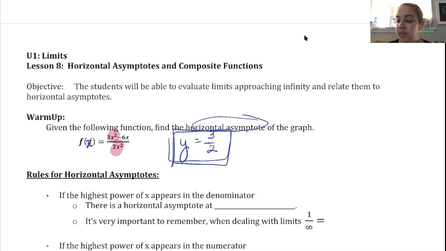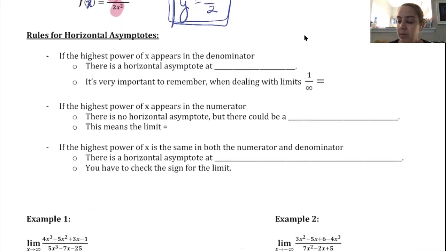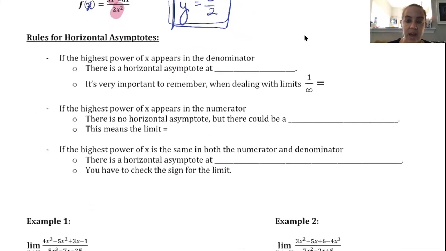And so a couple of rules. Let's try to combine what we did in pre-calculus with some of these calculus ideas. If the highest power of x appears in the denominator, there's a horizontal asymptote at y equals 0. This is how you learned it in pre-calculus. It's very important to remember when dealing with limits that 1 over infinity is equal to 0. If the highest power of x appears in the numerator, there is no asymptote, but there could be, there doesn't have to be, there could be a slant asymptote.